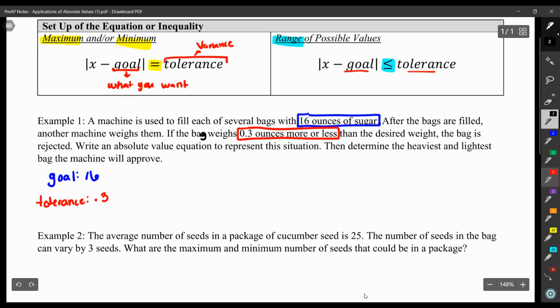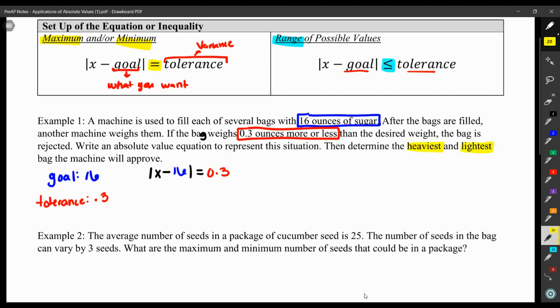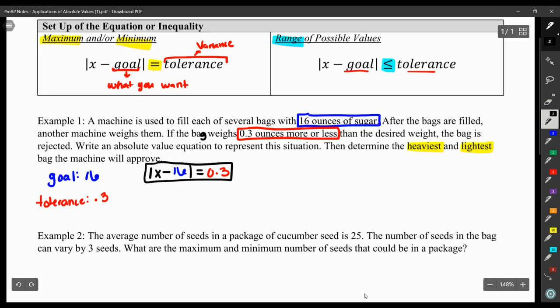So we're going to plug these into our equation. Absolute value of x minus the goal, which is 16, is equal to the tolerance of 0.3. The reason we're using an equation is because I just want the heaviest and the lightest. I don't care about the values in between. I just want the heaviest bag that I'm allowed to have and the lightest bag that I'm allowed to have. So this is the first part of the question. Write an absolute value equation. Done.